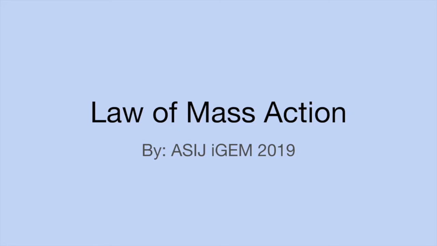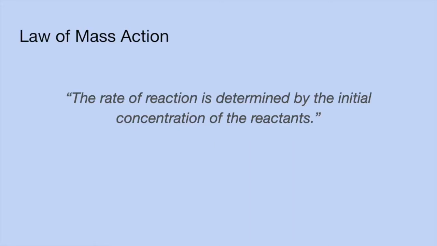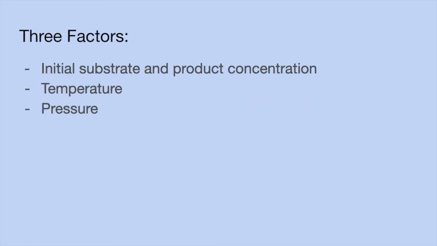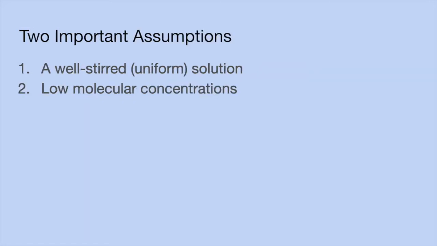First, let's review the law of mass action. The law of mass action states that the rate of the reaction is proportional to the initial reactant concentration. Again, there are going to be three factors that determine chemical equilibrium, and that is initial substrate and product concentration, temperature, and pressure. The law of mass action justifies that the initial product and substrate concentration affects chemical equilibrium.